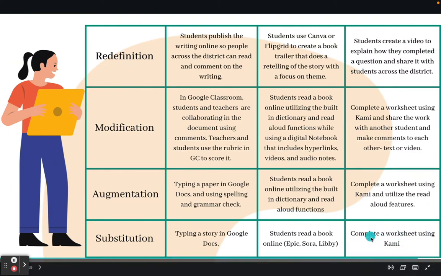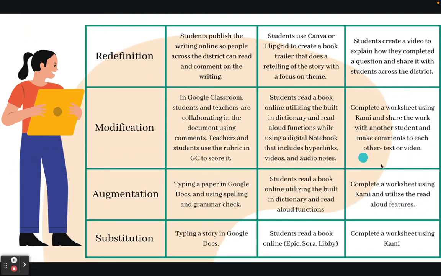If they just complete the worksheet on Kami, which after a year of online learning, students are done with that. You know what? Let's kick it to augmentation. Now they use the read aloud features. Let's kick it up to modification. We're no longer enhancing, we're transforming the lesson. They complete a worksheet using Kami and share their work with another student and make comments to each other in text or video comments. And then the redefinition, students create a video to explain how they completed a question and share it with students across the district.